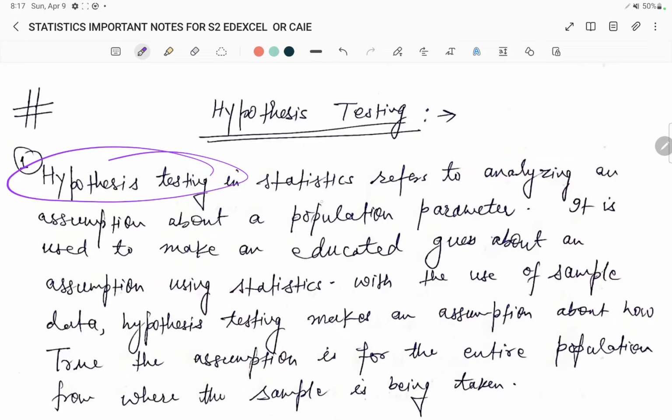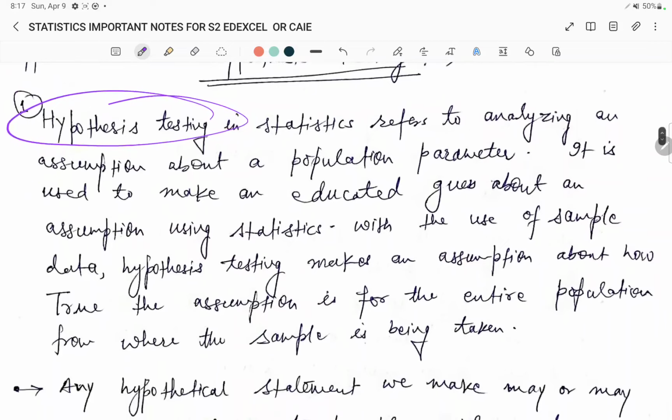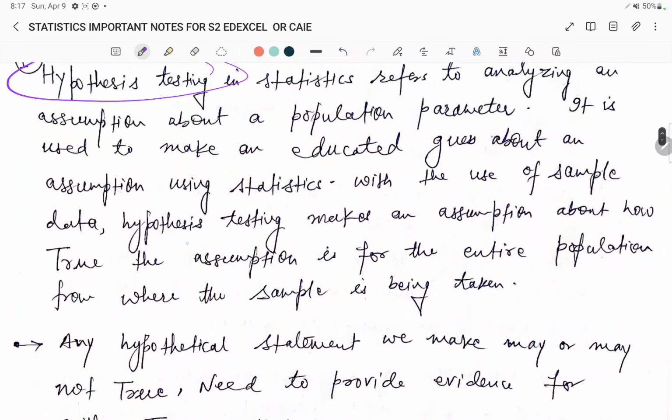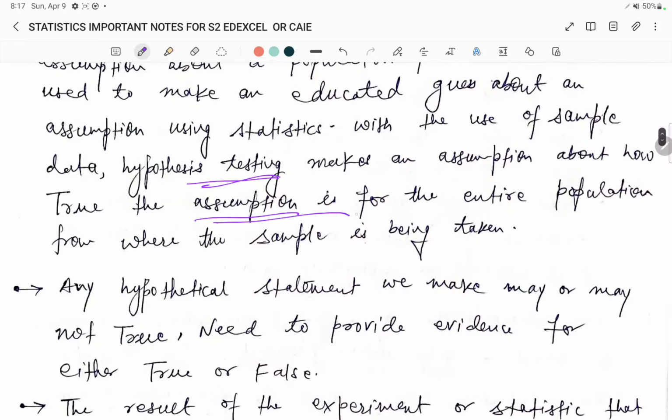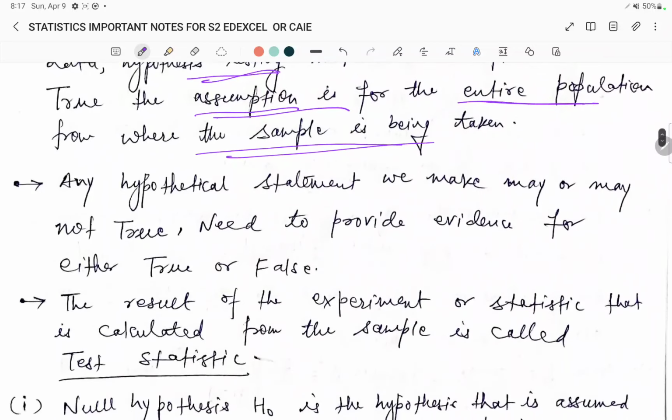Hypothesis testing in statistics refers to analyzing an assumption about a population parameter. It is used to make an educated guess about an assumption using statistics. With the use of sample data, hypothesis testing makes an assessment of how true the assumption is for the entire population from where the sample is being taken. Any hypothetical statement we make may or may not be true, and we need to provide evidence for either true or false.